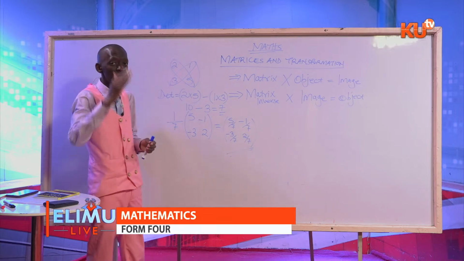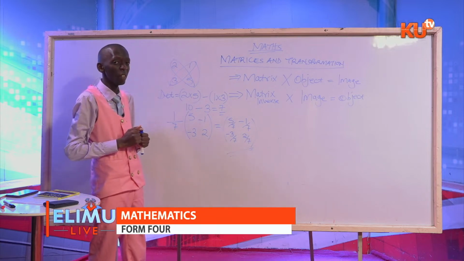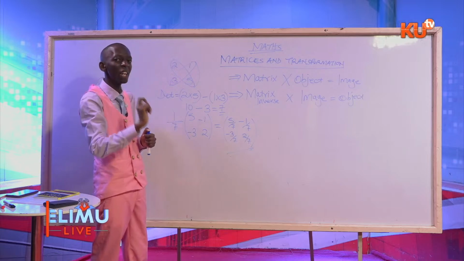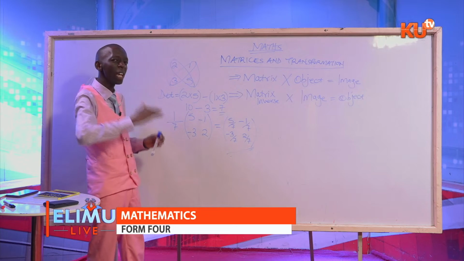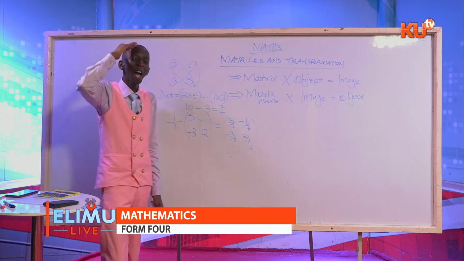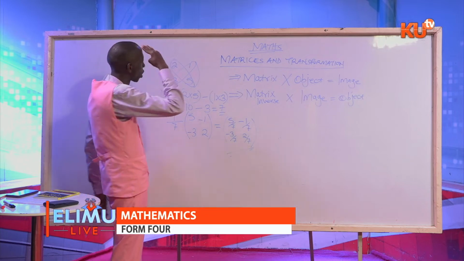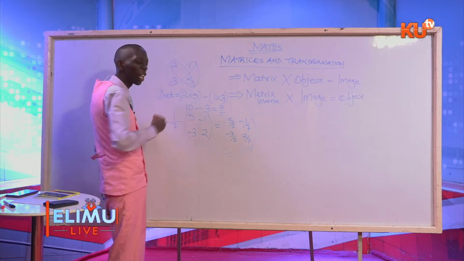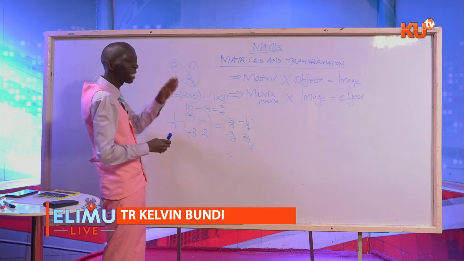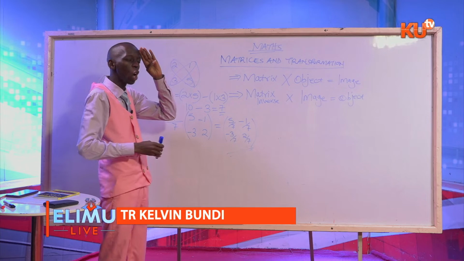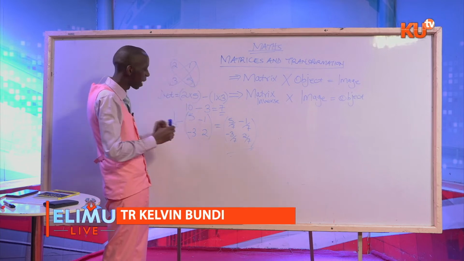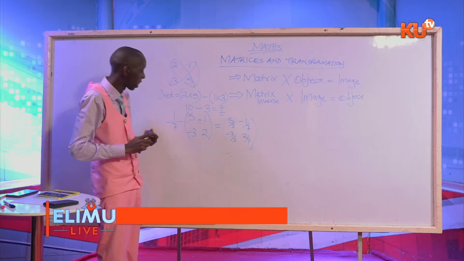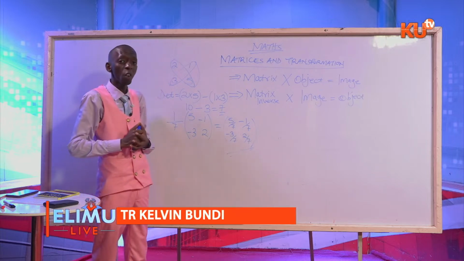The inverse of the matrix is given by 1 over the determinant. You interchange the digits on your right-hand side, that is 2 and 5, they will interchange. And you change the sign of the digits on your left-hand side, that is 1 and 3 will be -1 and -3. Then you multiply by 1 over the determinant.